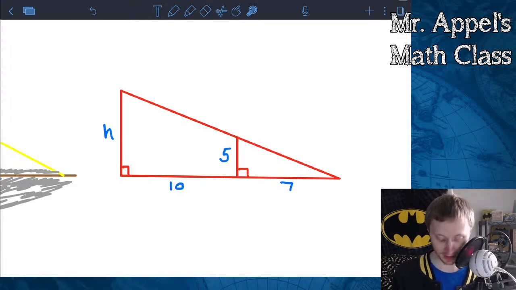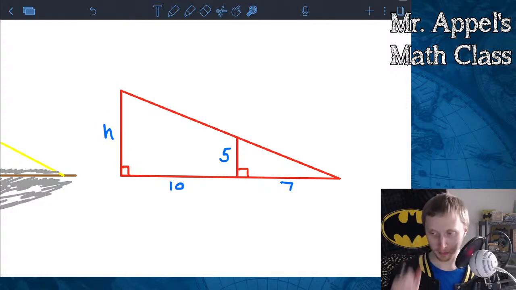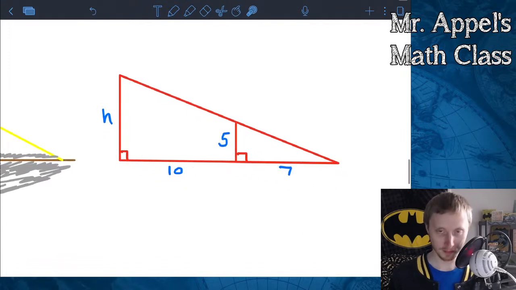So careful, 10 is not the length of this triangle. It's the length of this portion. So you're going to have to add this together to get the length of that triangle. So set up a proportion from these similar triangles and tell me what is the height of the tree. That's your challenge. You have 2 minutes. Go.